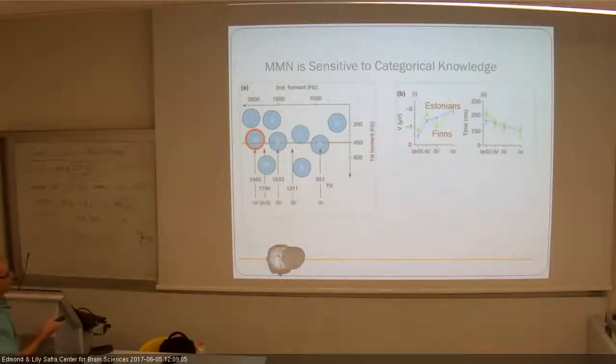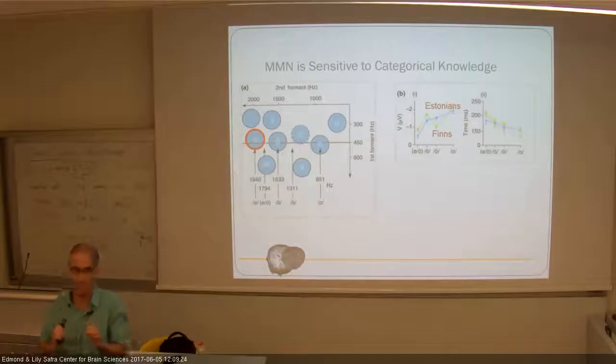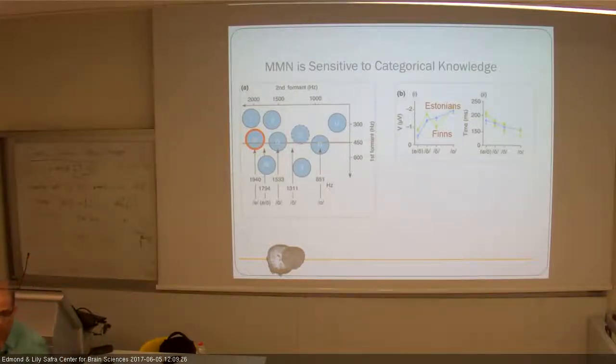But what you see here is the amount of negativity, the mismatch negativity, and you see that for the Finns, this is different. It elicits the mismatch negativity, but not for the Estonians, even though it's the very same sound, acoustically the same difference. If you measure it, you can see it. But for the Estonians, they just see it as belonging to the regular category, not as a deviant.